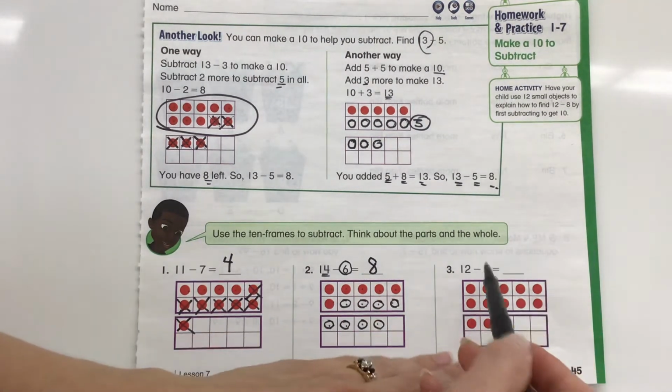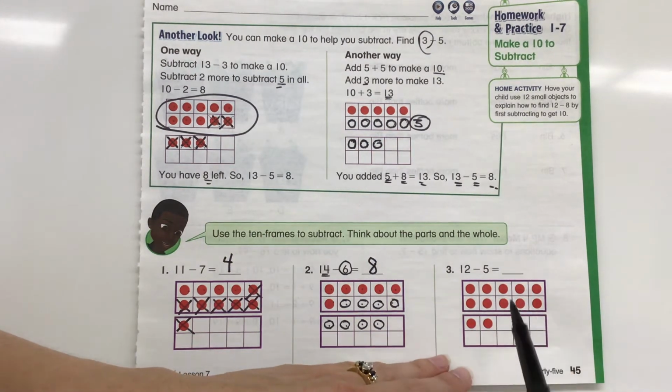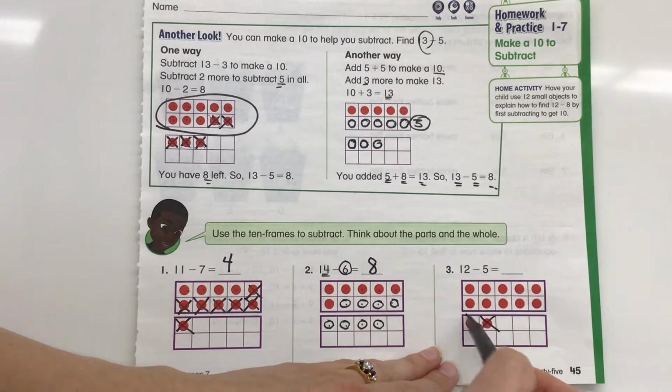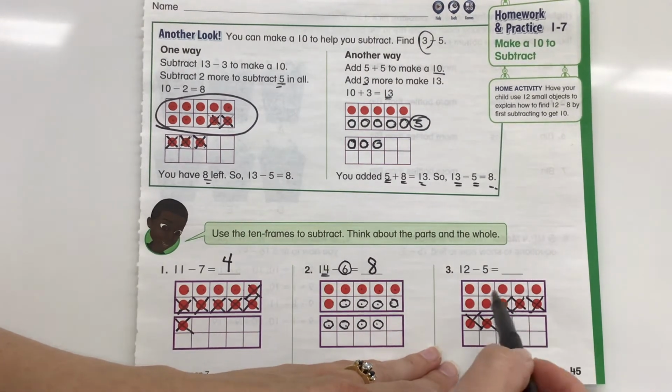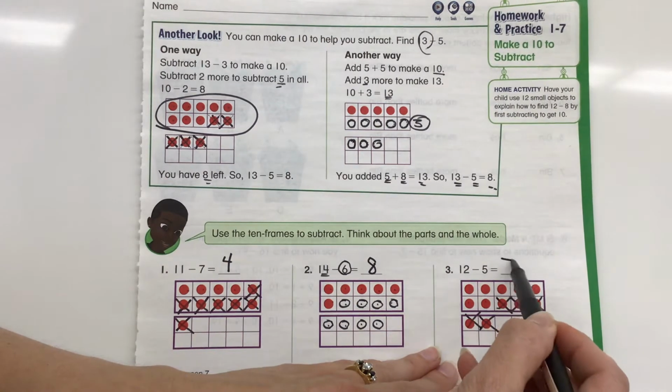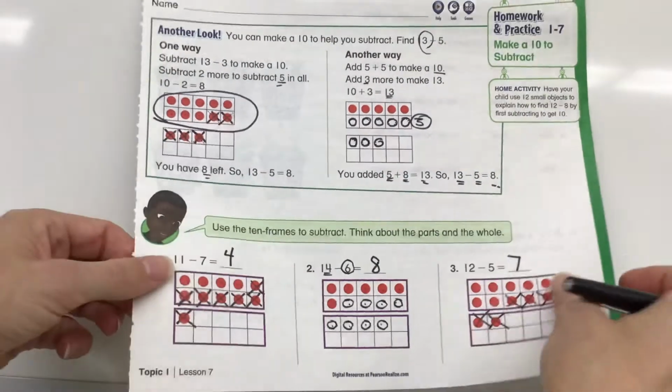All right, let's take a look at this one. 12 minus 5. So go ahead and subtract 5 out of there, and let's see what's left. Ready? 1, 2, 3, 4, 5. So now I have 1, 2, 3, 4, 5, 6, 7 left over. All right, great job. Let's flip this over here.